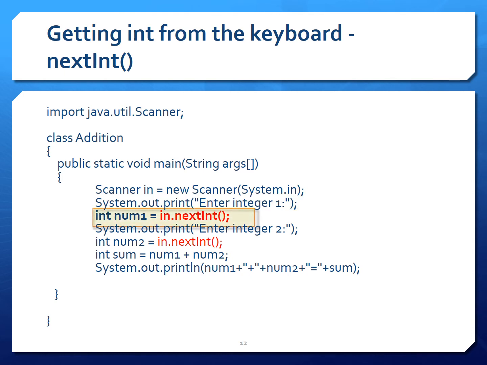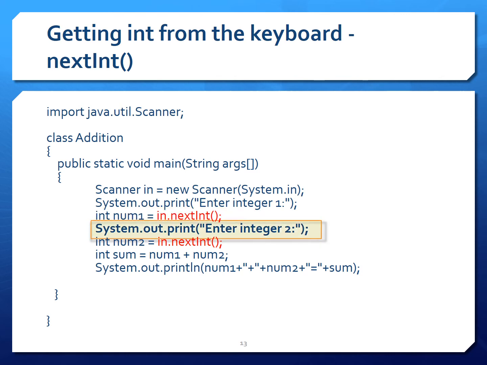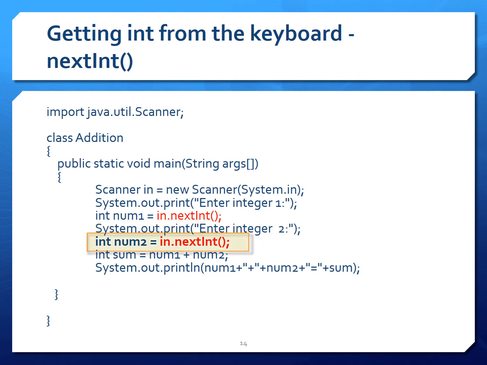Use the nextInt method to get an integer from the user. Wait for the user to input an integer and the integer will be returned and assigned to the num1 variable. Print another message to prompt the user for the second number. Wait for the user to enter the second number. The integer input by the user will be returned and assigned to the num2 variable.